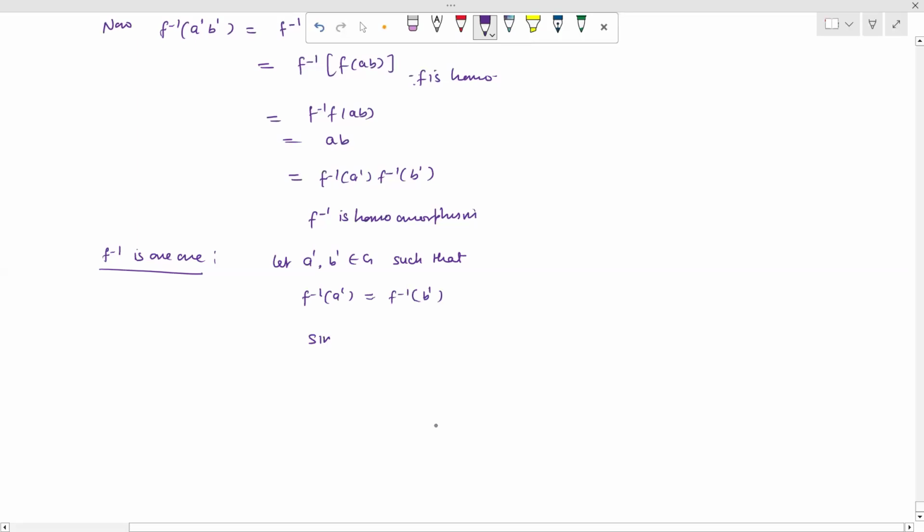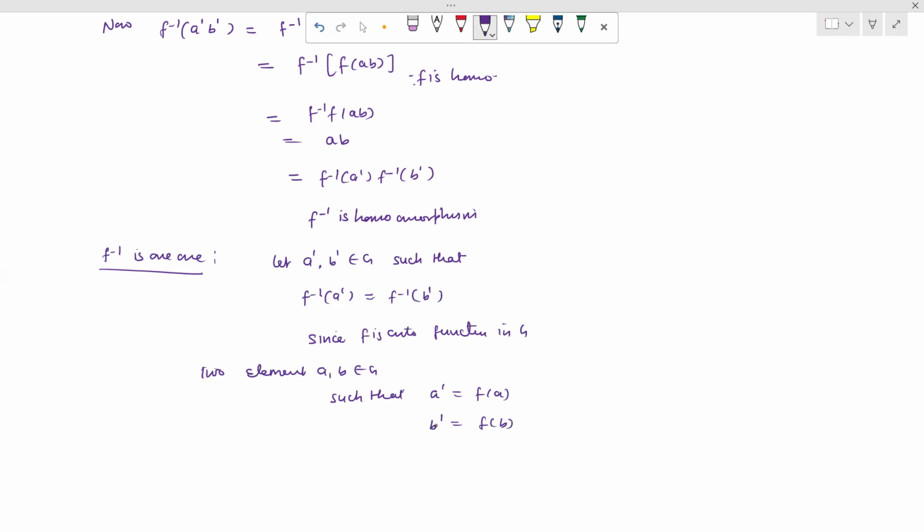So we have F is an onto function in G, so we can take two elements. We take two elements A and B which belong to G. We define these two elements such that A dash is equal to FA, as per the previous part, and B dash is equal to FB.